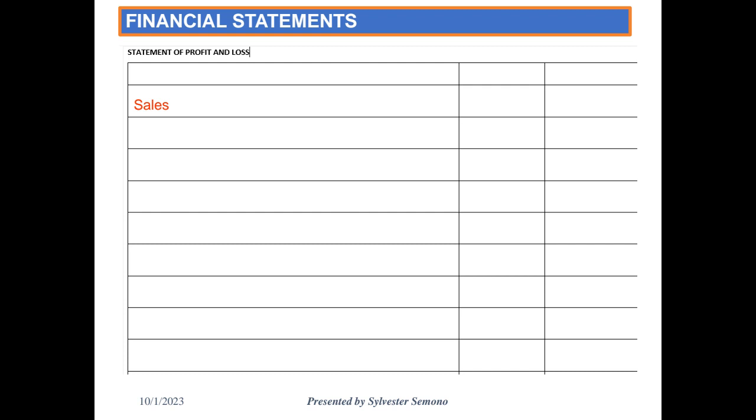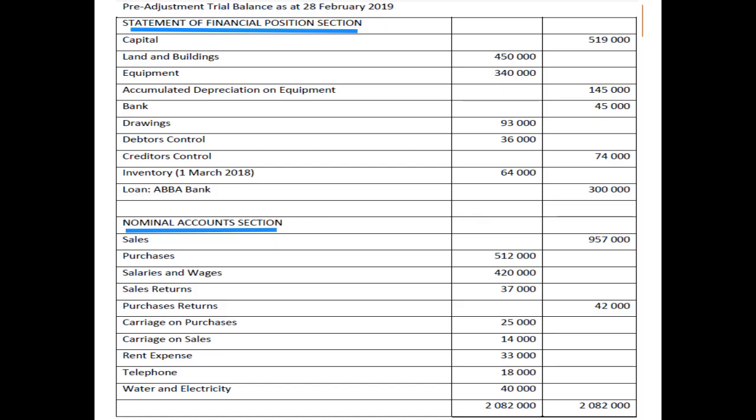Okay, we need to go and check our question there. How much is our sales? It's 957. Do we have any sales returns? Yes, we do have sales returns. As you can see here, we have got sales returns here, 42, and we've got sales here. Can you see now? Do you have any settlement discount granted?